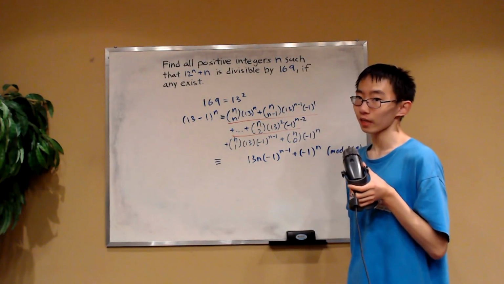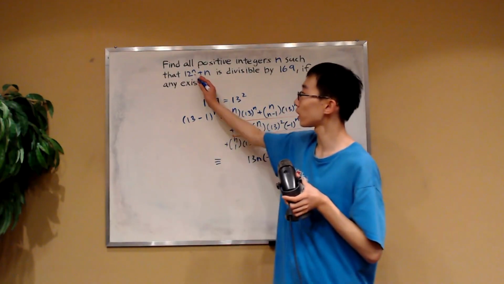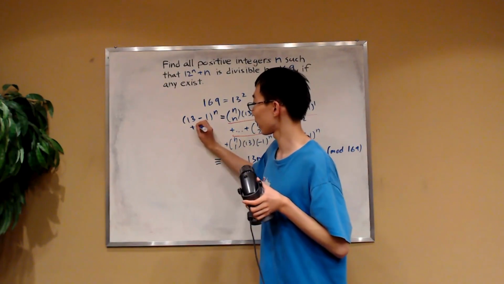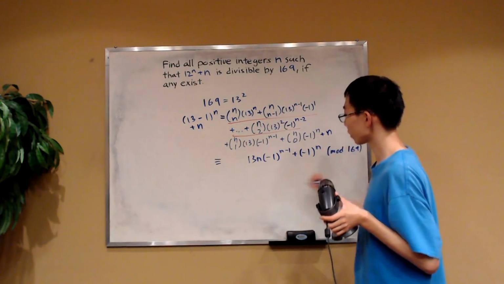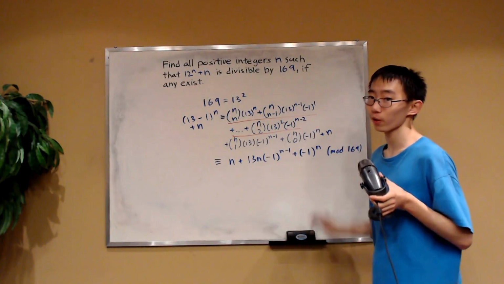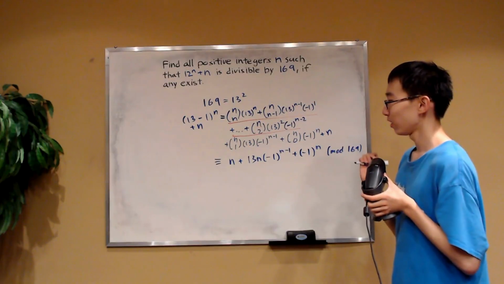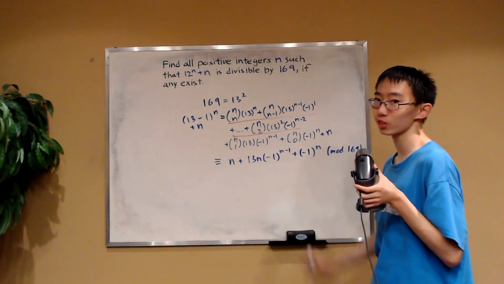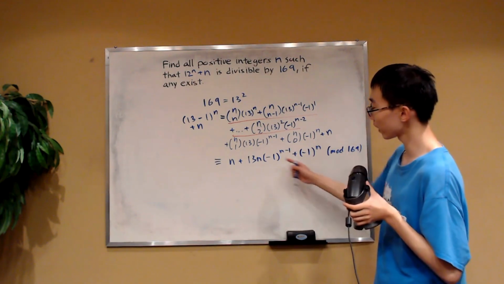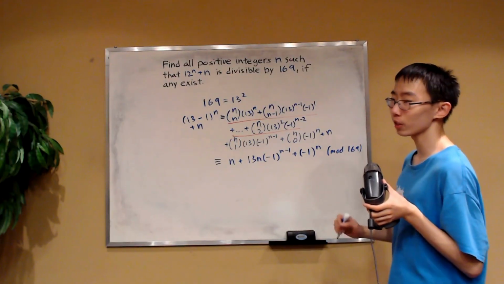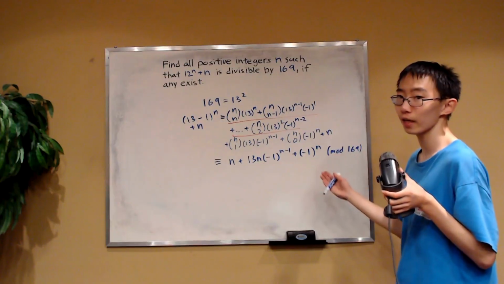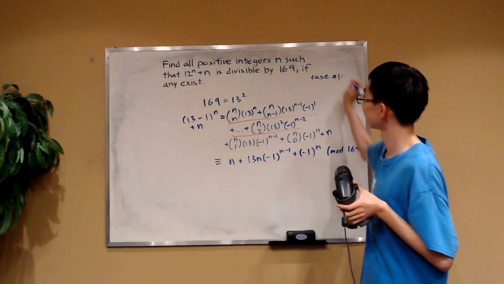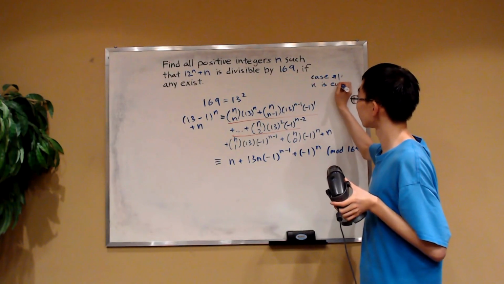Now, let's not forget that our original expression was 12 to the n plus n. So let's not forget about that plus n. We're going to add n on all sides of the congruence, just to make sure that we're working with the correct expression. Okay, so now we have something here at the bottom, and this we can very much deal with, because we just have negative 1 to some powers, right? We can just deal with the cases when n is even and when n is odd. So we'll consider our case 1, when n is even.